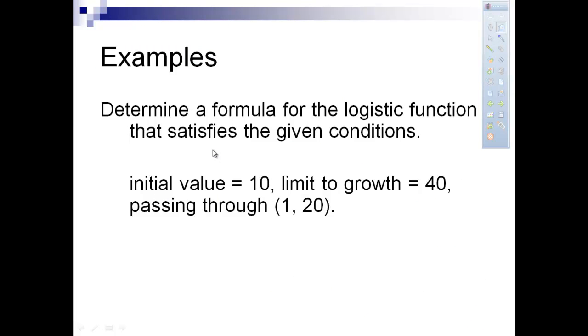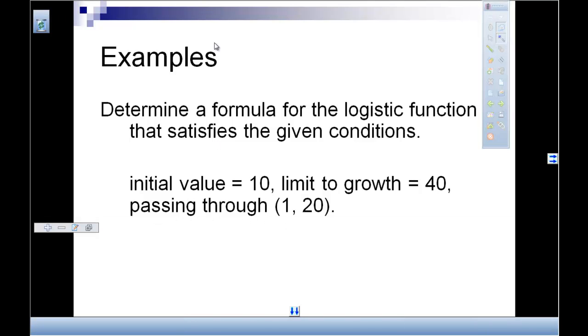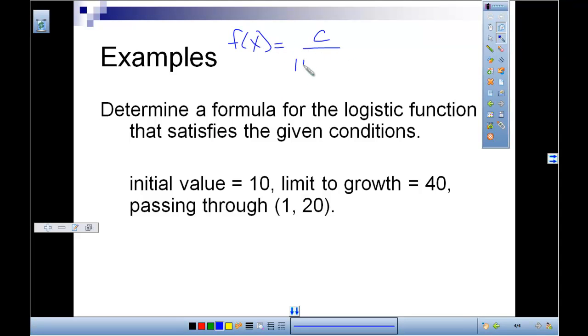So let's say we want to determine a formula for the logistics function that satisfies the given conditions. We know that the initial value is 10, the limit to grow is 40, and it passes through a point of 120. Again, we've got two options of logistics functions to look at, but I find that the easier one to work with is the one that we talked about before, and that's f of x equals c, our limit to grow, over the quantity 1 plus ab to the x.